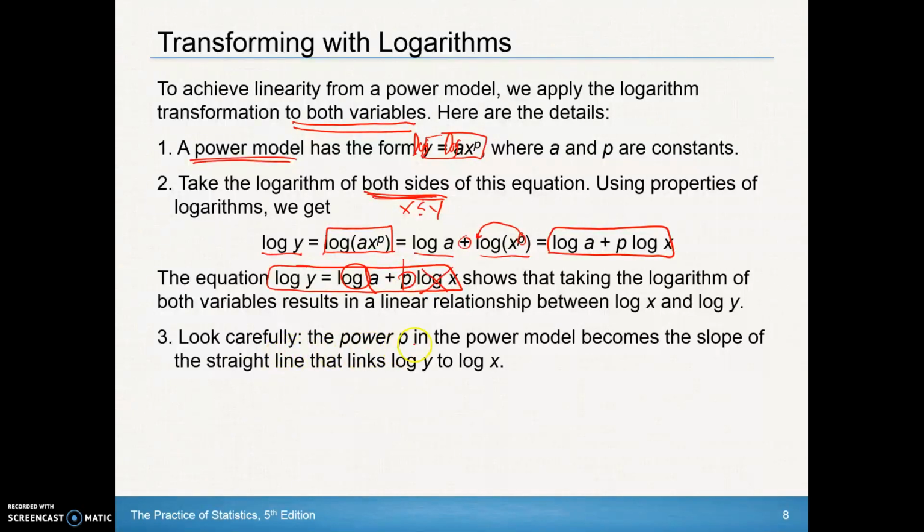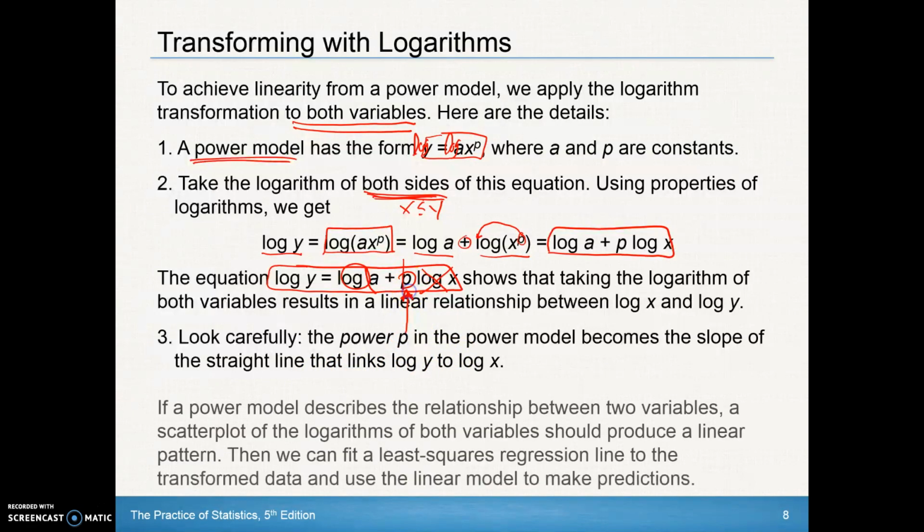Look carefully. The power p, this piece right there, in the power model becomes the slope of the straight line. That p is really like our slope. So, if a power model describes the relationship between two variables, a scatter plot of the logarithms of both variables should produce a linear pattern. And then we can fit a least squares regression line to the transformed data and use the linear model to make predictions.